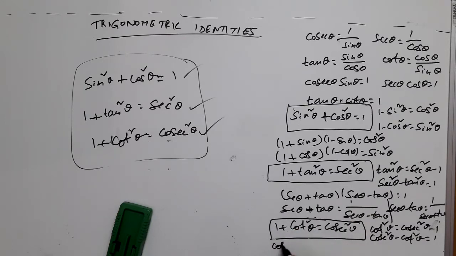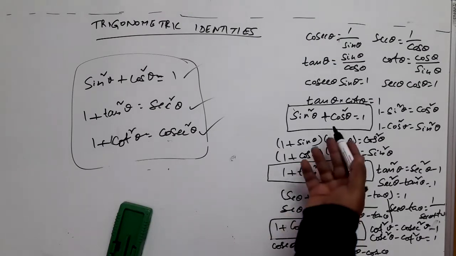So cosecant theta plus cot theta can be written as 1 by cosecant theta minus cot theta. The same way, if I have cosecant theta minus cot theta, I can write it as 1 by cosecant theta plus cot theta, right? Either of these relations I can have.